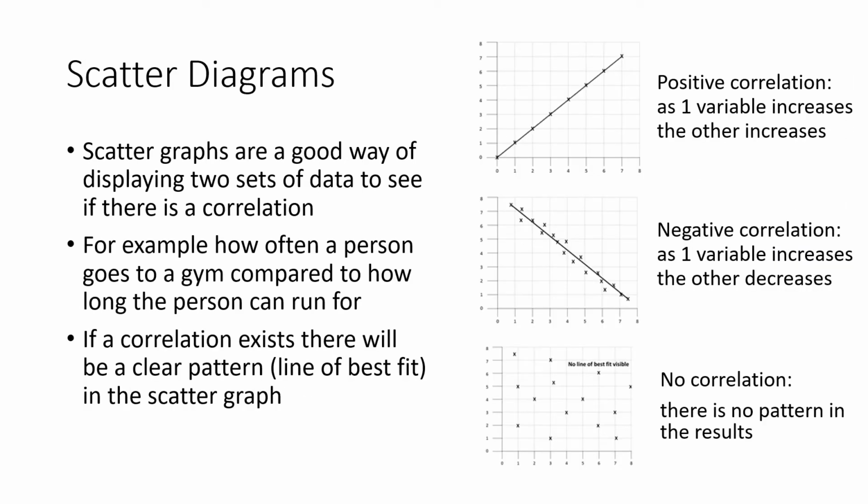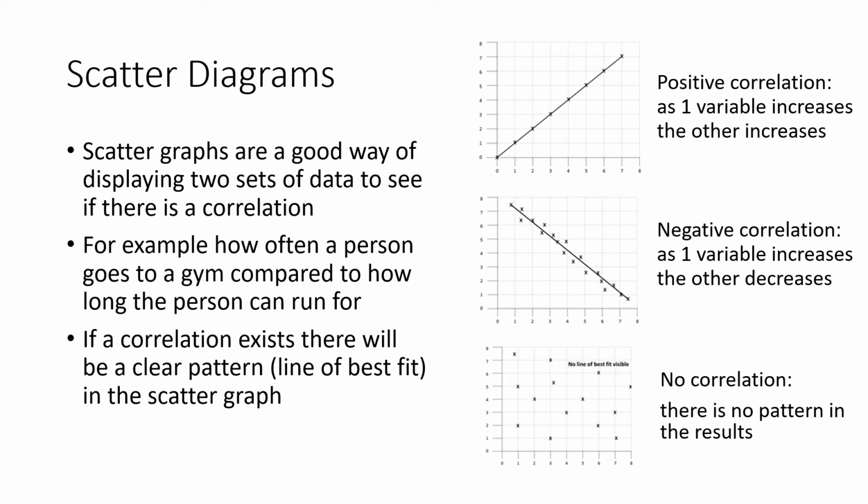Scatter diagrams are essentially a type of line graph where we have one variable on the x-axis, one variable on the y-axis. And what we're looking for is a relationship between those two variables. And we know there's a relationship the more we see a clear pattern in our plots and data.